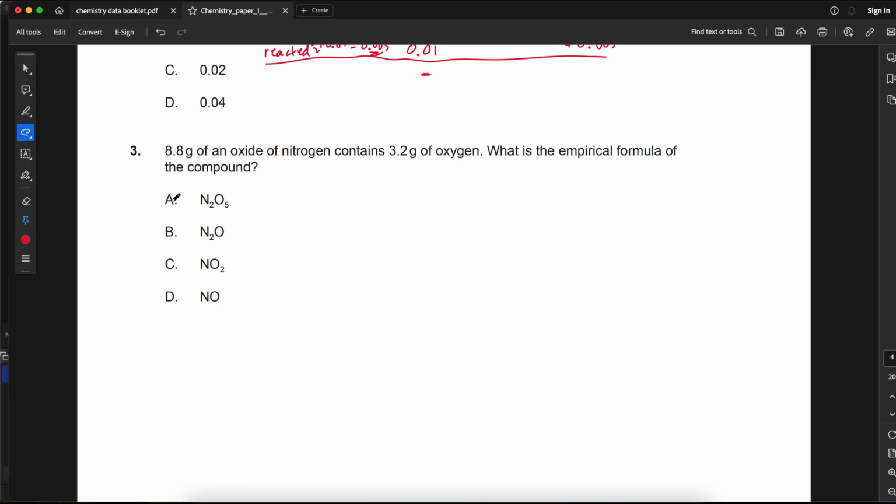8.8 g of an oxide of nitrogen contains 3.2 g of oxygen. What is the empirical formula of the compound? So we have N and O. So oxygen is 3.2 gram. So nitrogen obviously will be 5.6, 8.8 minus 3.2. So you can calculate mole of N, 5.6 divided by its relative atomic mass, which is 14, and that will be equal to 0.4. And for oxygen it will be 3.2 divided by 16, which is 0.2. So the ratio is 2:1. So N2O.